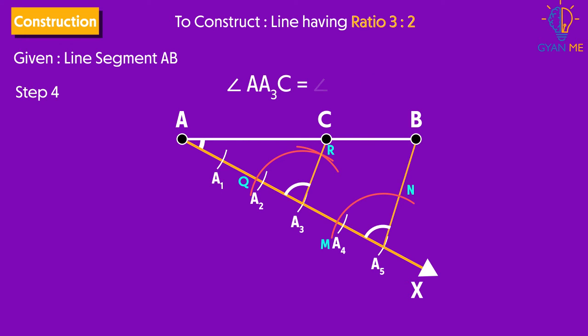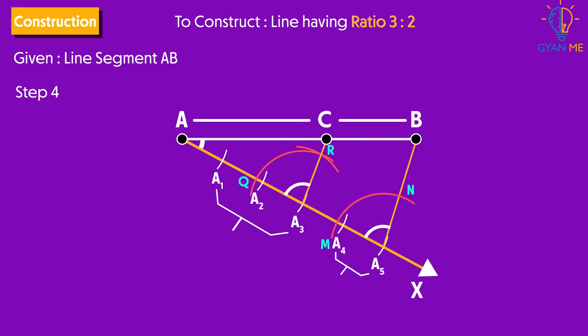Again, observe this line. A3C divides AX in two parts, such that there are three equal segments between A and A3, and two equal segments between A3 and A5. Thus, AA3 is to A3A5 is equal to 3:2. And therefore, the corresponding point of A3, that is C, divides AB in the same required ratio, that is 3:2. Therefore, AC is to BC is equal to 3:2.